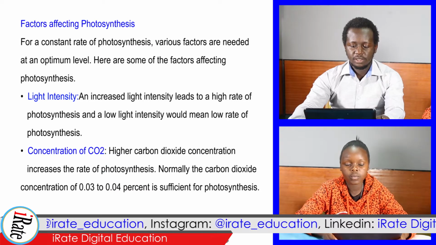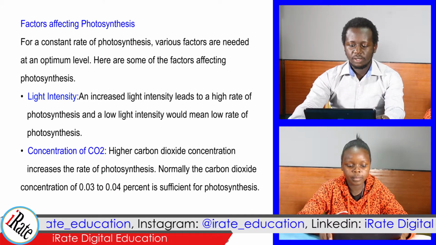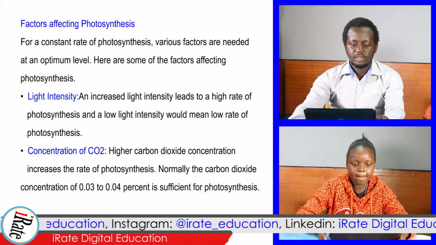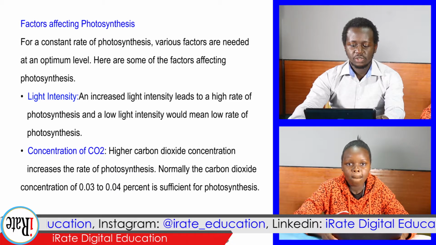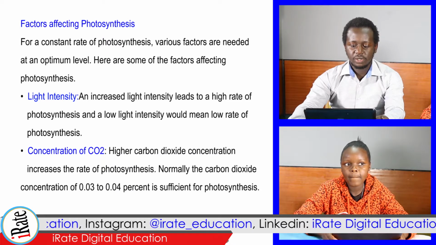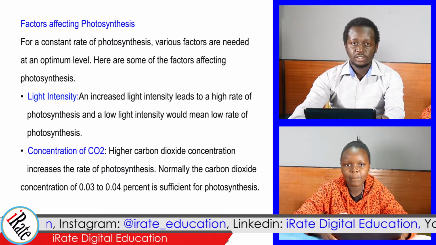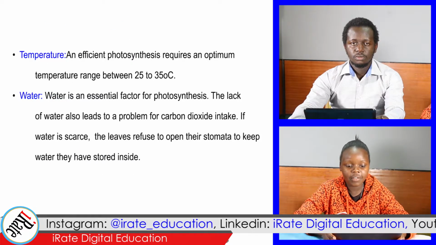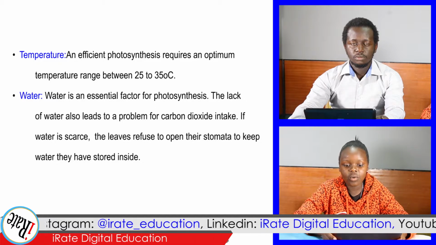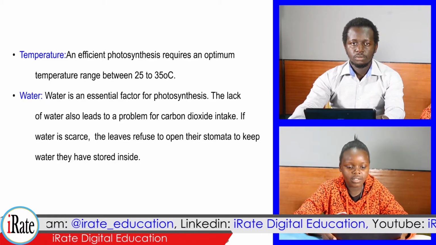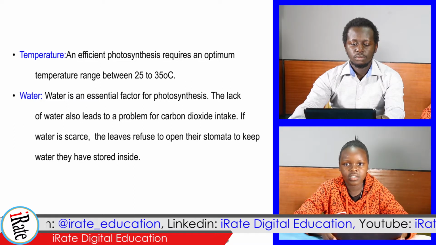Concentration of carbon dioxide. Higher carbon dioxide concentration increases the rate of photosynthesis. Normally, a carbon dioxide concentration of 0.03 to 0.04% is sufficient for photosynthesis. Temperature. An efficient photosynthesis requires an optimum temperature range between 25 to 35 degrees Celsius.